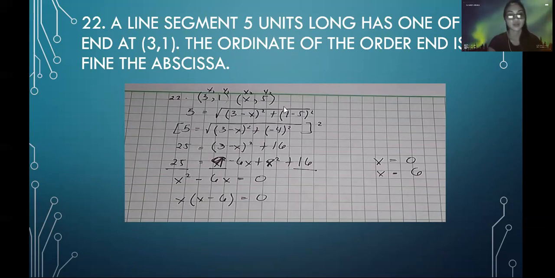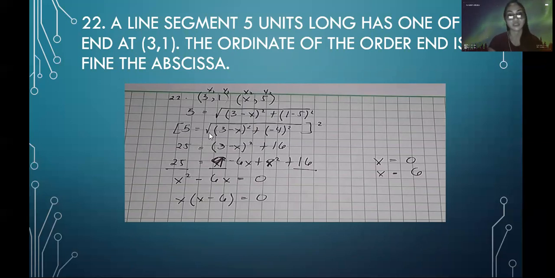5 is equal to the square root of (3 minus x) squared plus (1 minus y) squared. So 5 is equal to the square root of (3 minus x) squared plus (1 minus 5) squared, which is negative 4 squared. Then square both sides.